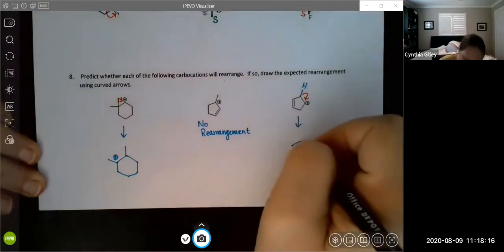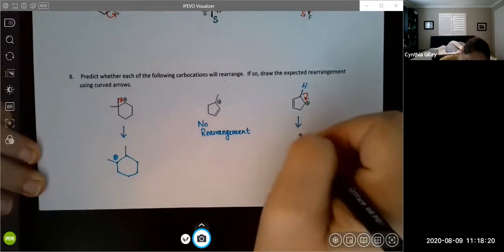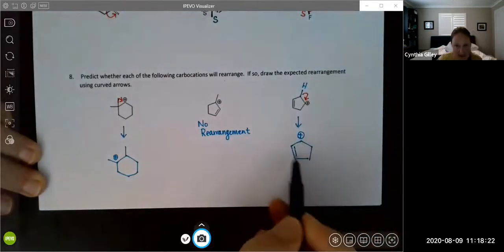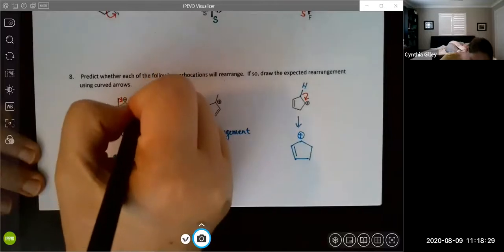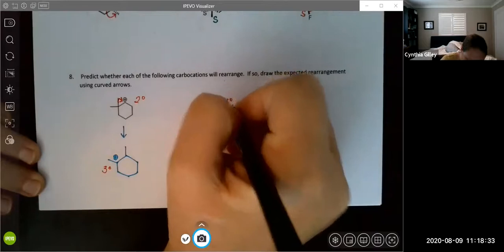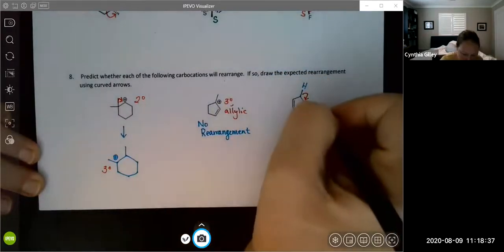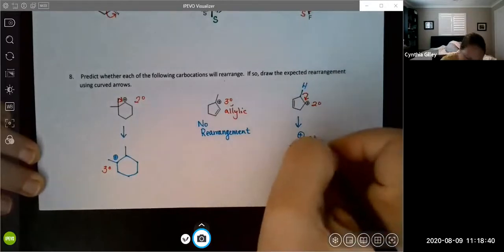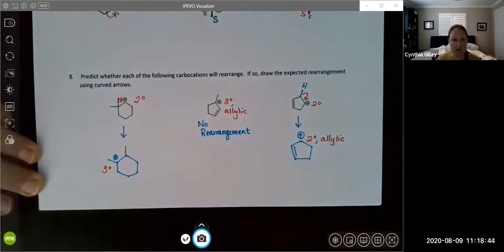It does make it more stable because even though it's still secondary, now it's secondary and allylic, which makes it more stable. Right, so this went from a secondary to a tertiary. This one is already tertiary and allylic, so it's very stable. This one went from secondary to secondary allylic. Right, and resonance stabilization always makes something more stable.